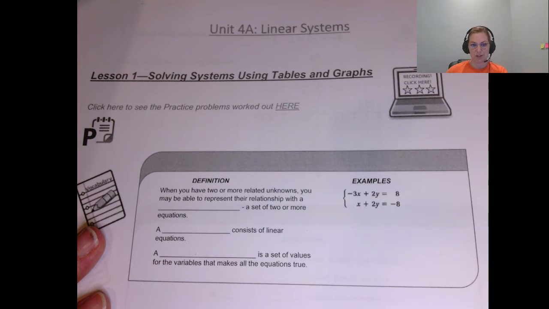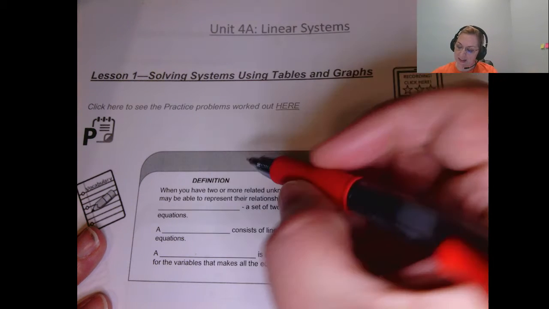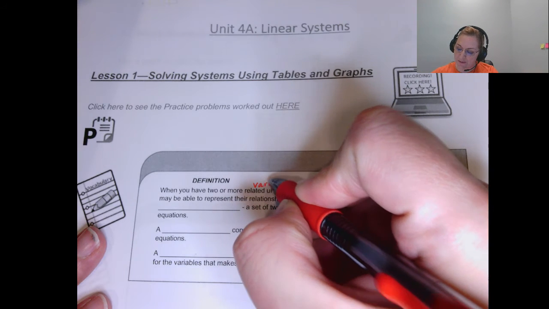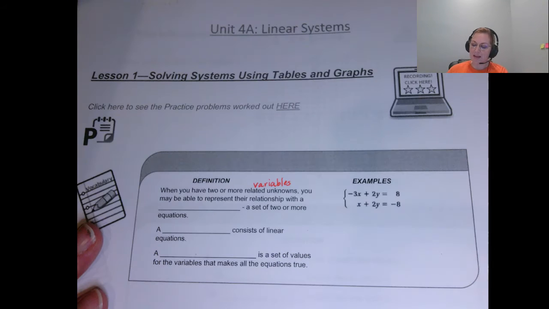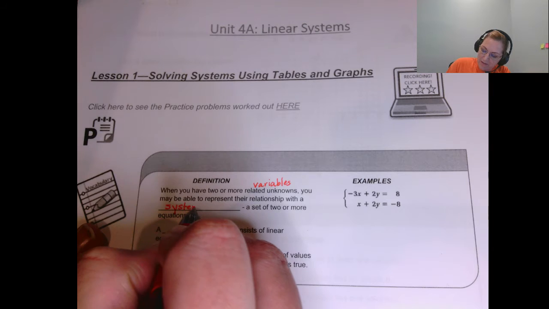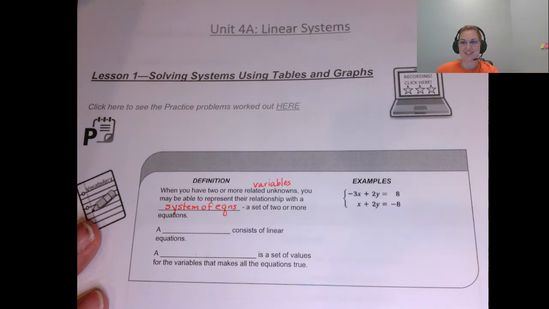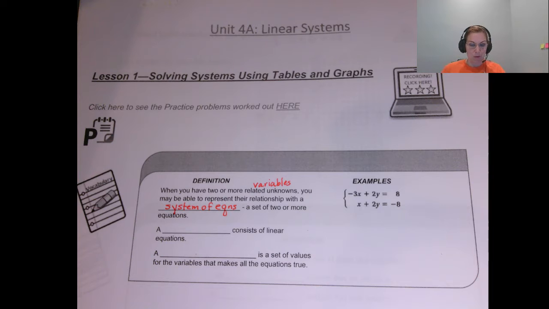So let's look at some definitions. When you have two or more related unknowns, so this is basically saying when you have two or more variables, you may be able to represent their relationship with a system of equations. I'm just going to abbreviate equations there since it won't fit in the blank. And a system of equations is two or more equations. We're going to focus mainly right now on two equations, but later in the course, we'll deal with three. So you may see that.